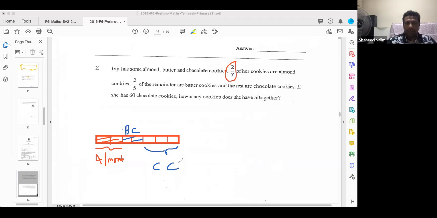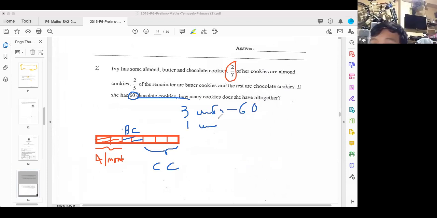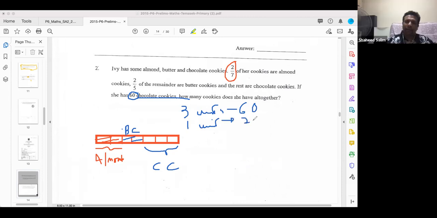Hold on. If there are 60 chocolate cookies, how many units? Come on, how many units? 3 units. 60. 1 unit is how much? Divided by 3. What do you get? You can use a calculator too. 20. So now, what's the whole thing? Izzat has gotten the answer. While we are calculating, he got it. So find out how many cookies there are altogether.